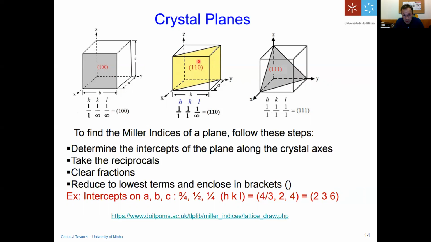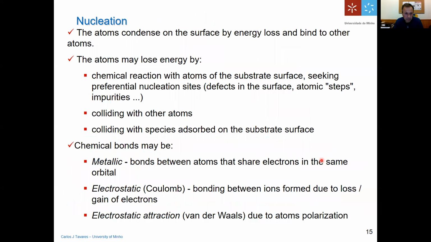Here's another example. This yellow plane is the 110, okay? Because it intercepts the x-axis and the y-axis at 1 unit of this cube, and it's parallel to the z-axis, so it will intercept the z-axis at infinite distance. So it will be 1 over 1, 1 over 1, 1 over infinity, okay? This is just for you to remember how we can calculate the Miller indices of a specific plane.